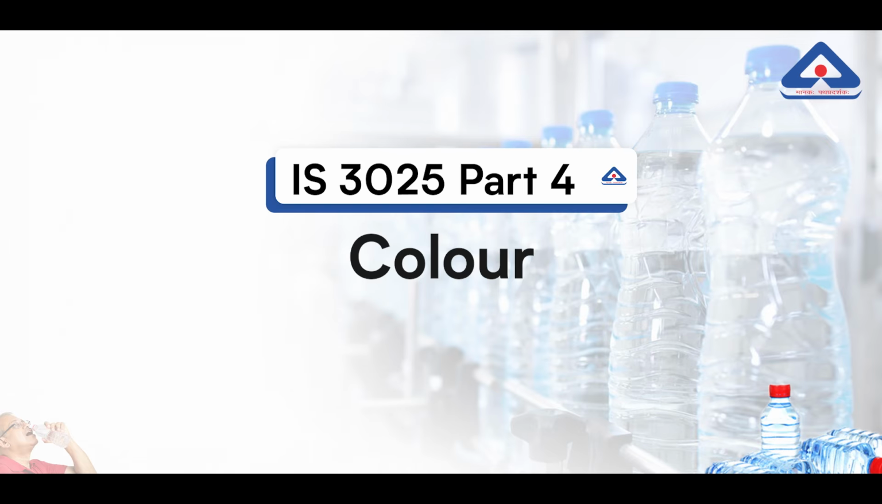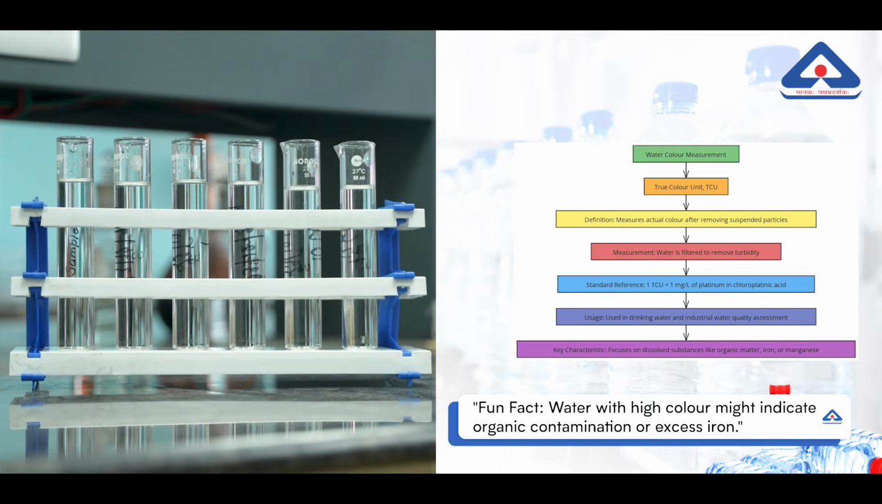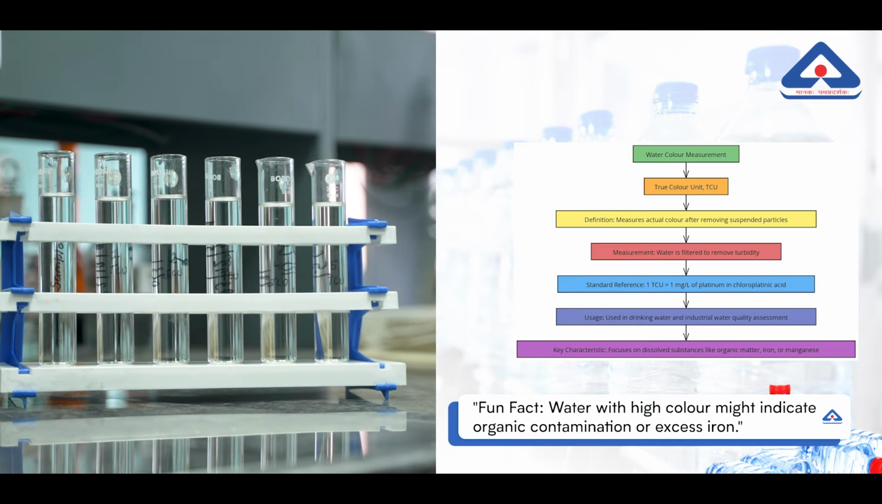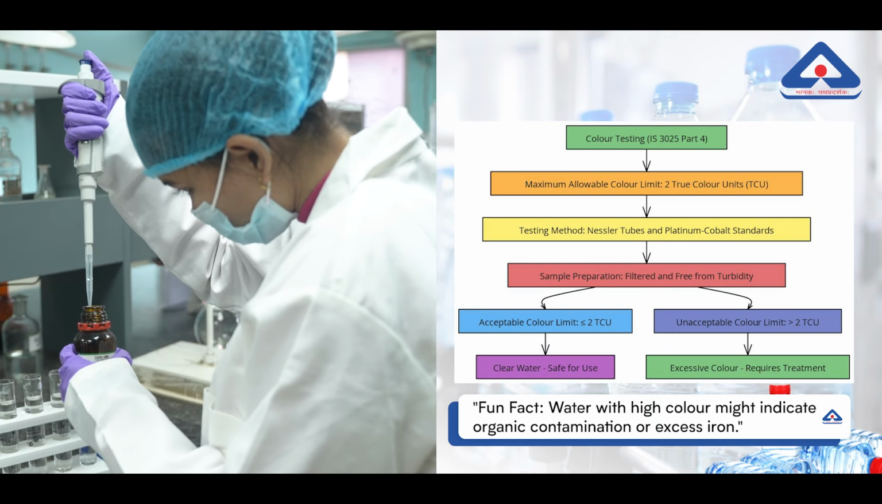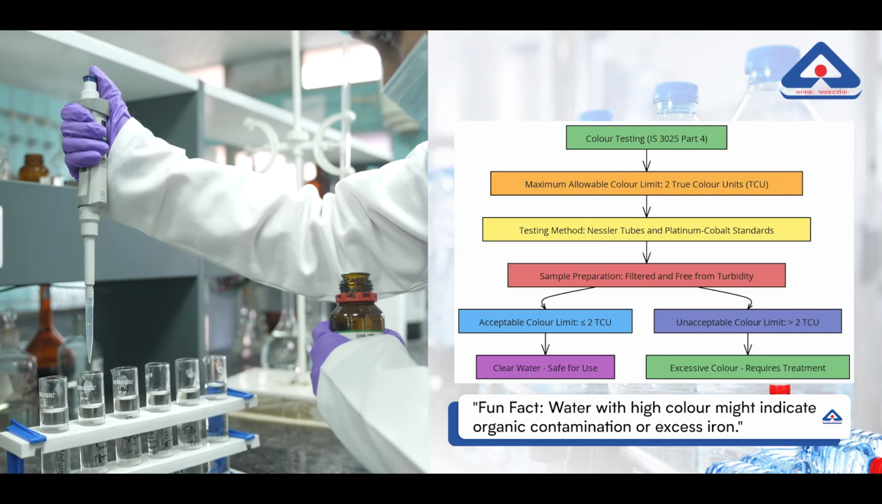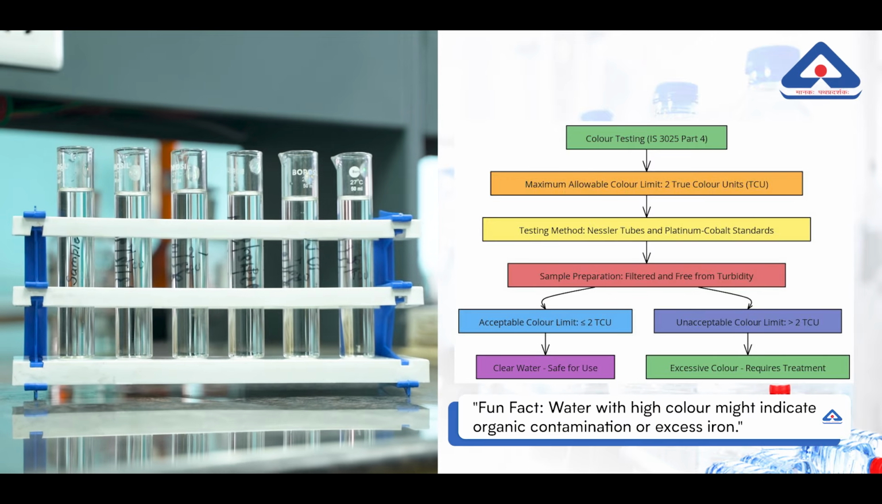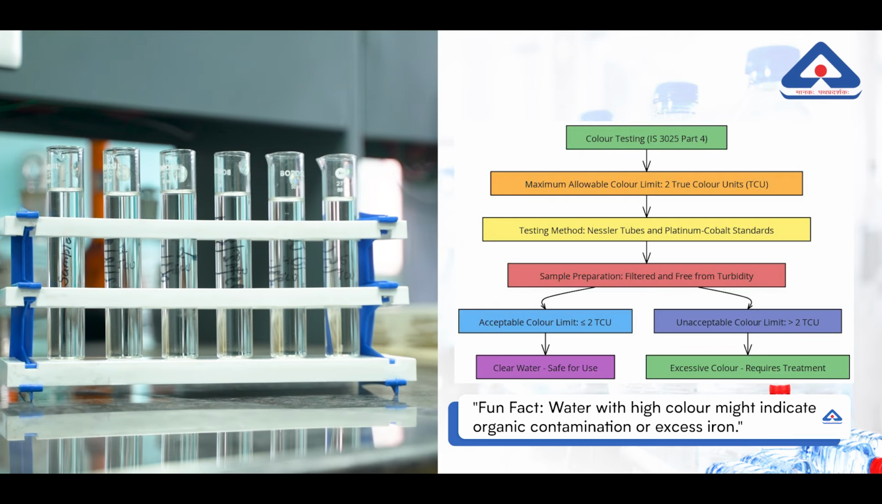Color testing, based on IS 3025 Part 4, ensures water is visually clear. The maximum allowable color limit is 2 true color units, TCU. We use Nessler tubes and platinum cobalt standards to compare water samples to these color standards. Ensure the sample is filtered and free from turbidity to avoid interference. A compliant sample stays under 2 TCU. Anything higher may indicate impurities.